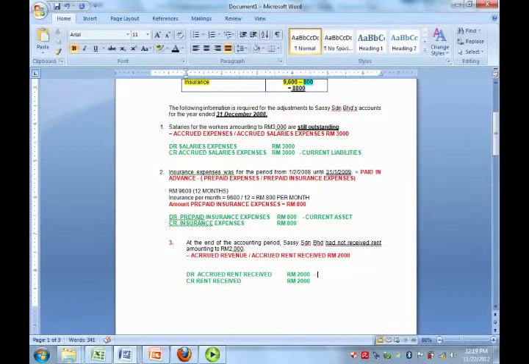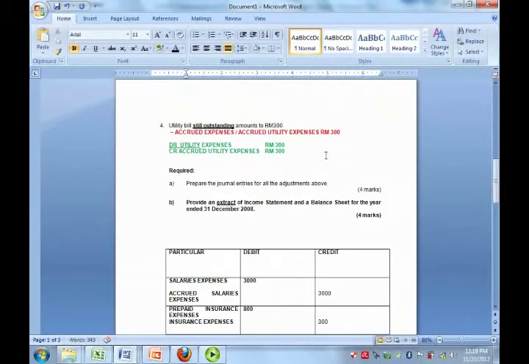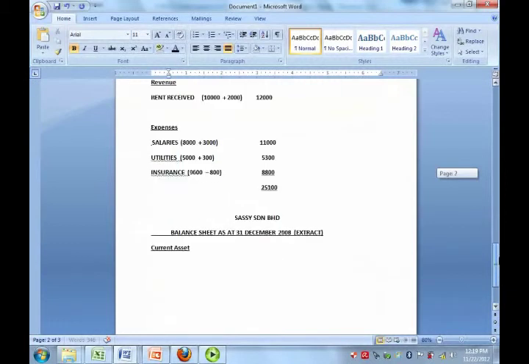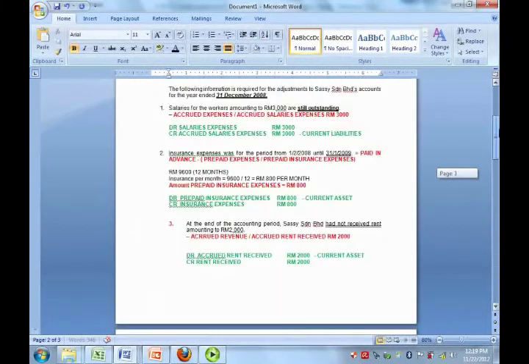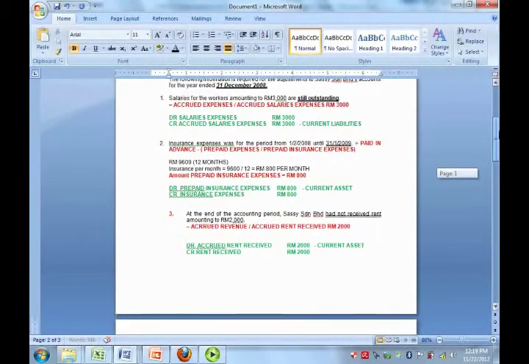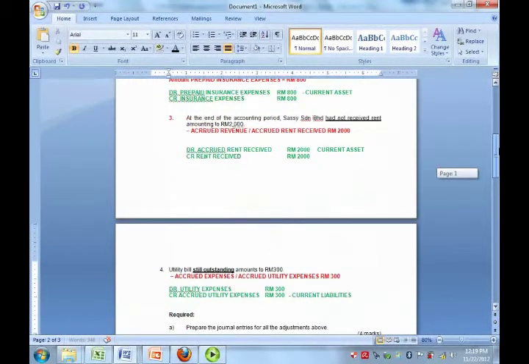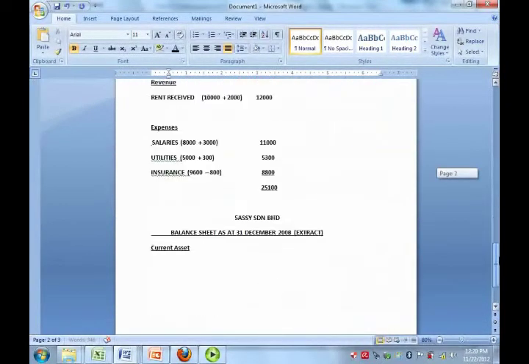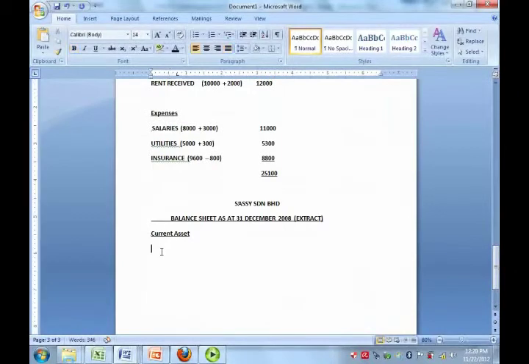Alright, accrued rent received, accrued revenue. Yes, current asset. How about last? Accrued expenses. We put, yes, current liabilities because it is still outstanding. So now we have category. So which item that we put as current asset based on the information above? Prepaid insurance expenses and accrued rent received.